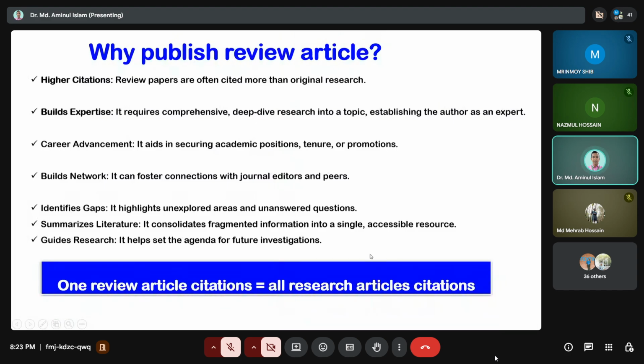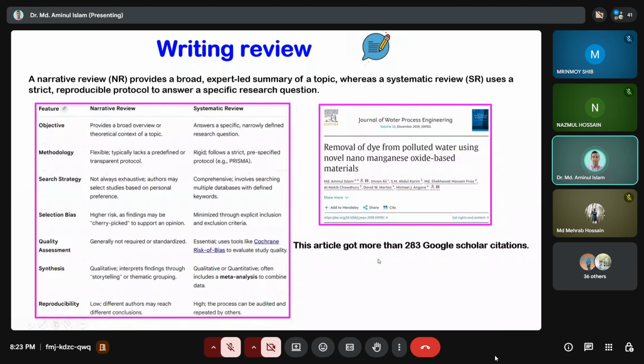So then comes writing a review. You can write two types of review. One is narrative review and another is systematic review. A narrative review is a broad overview of a particular topic. I found a review which is more than 50 pages. But I usually try to write systematic reviews, which are very specific and concise.